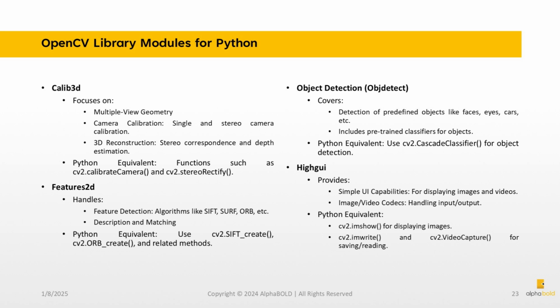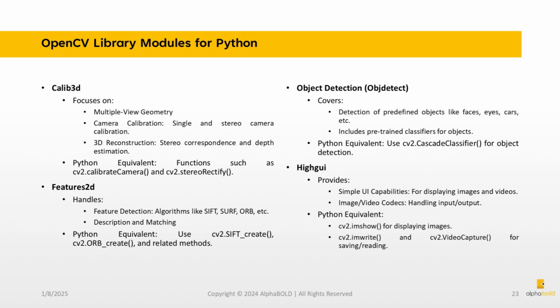Use cv2.SIFT_create, cv2.ORB_create, and related methods. Object detection. ObjDetect covers detection of predefined objects like faces, eyes, cars, etc. It includes pre-trained classifiers for objects. Python equivalent: use cv2.CascadeClassifier for object detection.